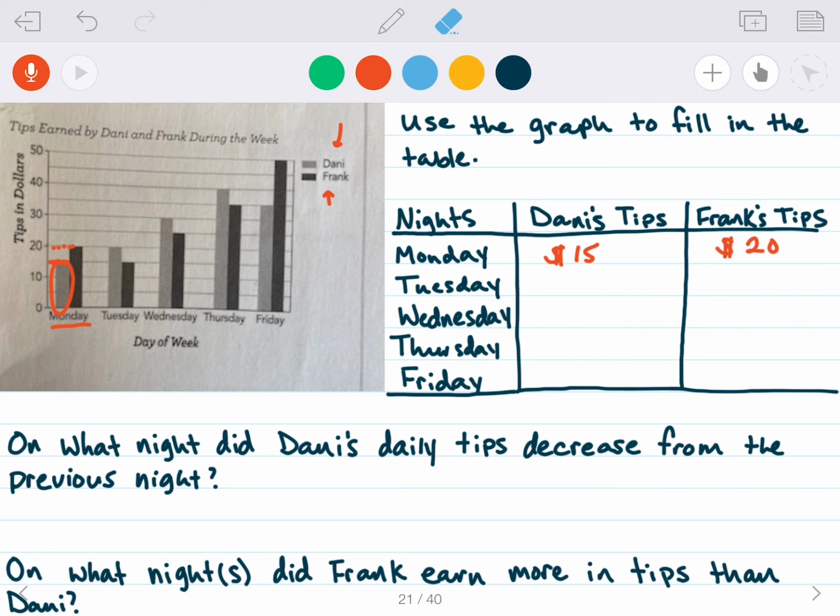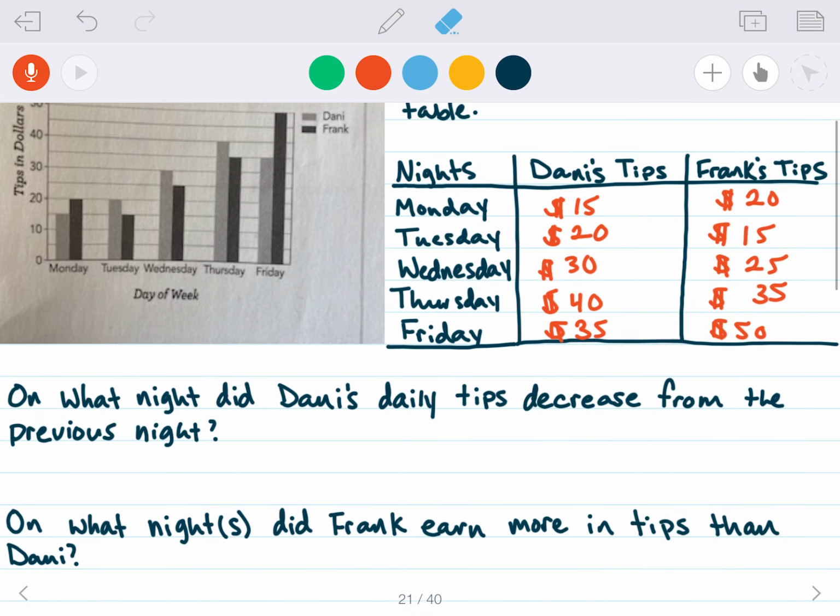Okay, so that's how we read these. I do encourage you to pause the video and see if you can fill in the rest of this table. I think we have the idea down. We're just looking at the corresponding height for each bar. Okay, now that we have that filled out, let's go ahead and answer some of these questions down here.